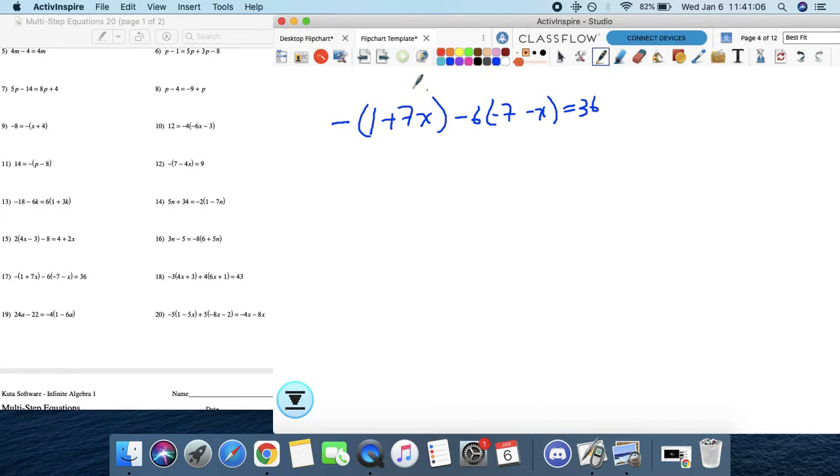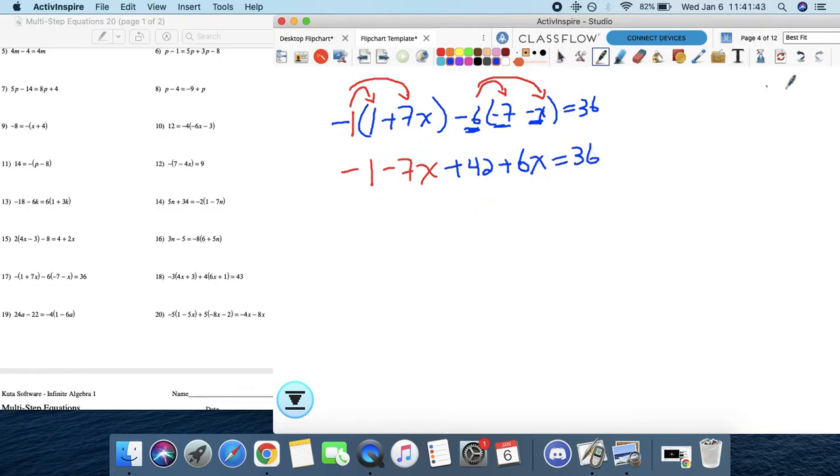But remember, when we were doing combine like terms, when you had an occasion like this, we pretend there's a 1 here, when there's no number. We're going to do the distributive property here, and there's a second distributive property here. Negative 1 times 1 is negative 1. Negative 1 times positive 7 is negative 7x. That was easy. And the next one is negative 6 times negative 7. Negative and negative is positive. And then negative 6 and negative x, that's going to be positive. And 6 times x is just 6x equals 36. So the distributive property is done.